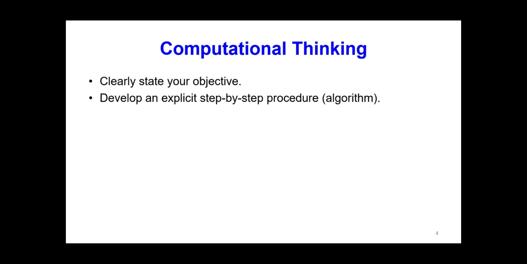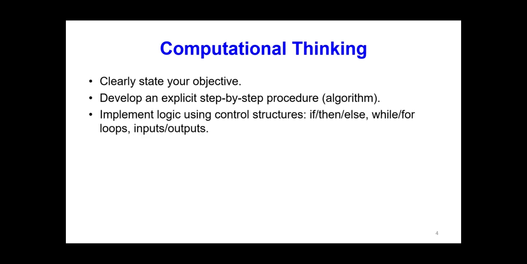So what do we mean by computational thinking? Well, it involves a few steps. First, it's really important to clearly state your objective. Next, you're going to develop an explicit step-by-step procedure, or algorithm, for achieving your objective. You're going to implement the logic of this algorithm using control structures. Some of the common control structures you'll encounter are if-then-else statements, loops that are while loops or for loops, and also considering inputs and outputs for your programs. It's really important that you can measure when you've achieved your objective so that the computer knows when to end.